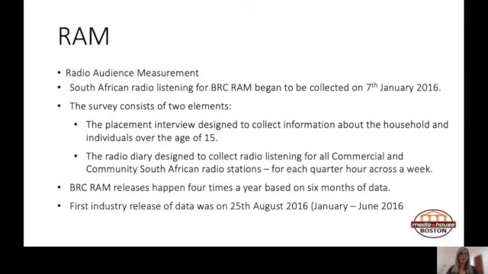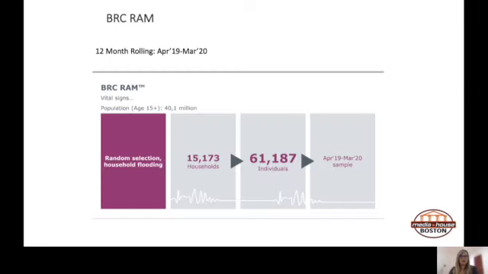So the first industry release of data was on the 25th of August in 2016, which was the January to June stats. So you might already pick up an issue here, because we are now sitting in June 2016 and we're now getting the stats from January to June. So you can see it's quite a while before we get our releases. So we're never getting the actual now listenership figures. As mentioned, the last stats that we have were from March 2020, which was a 12-month rolling, but also obviously the quarterly ones.